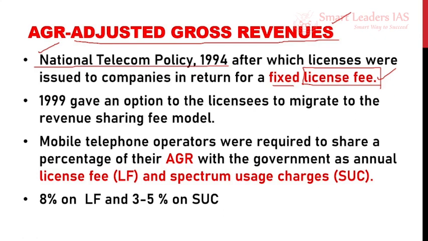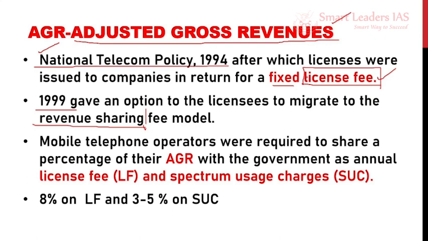The government also recognized this problem and felt that it was because of this that many of the players were not willing to enter the telecom sector. So in 1999, it gave a new option, and that was called the revenue sharing model. So what is this revenue sharing model? This was the answer to the problem of the license fee.